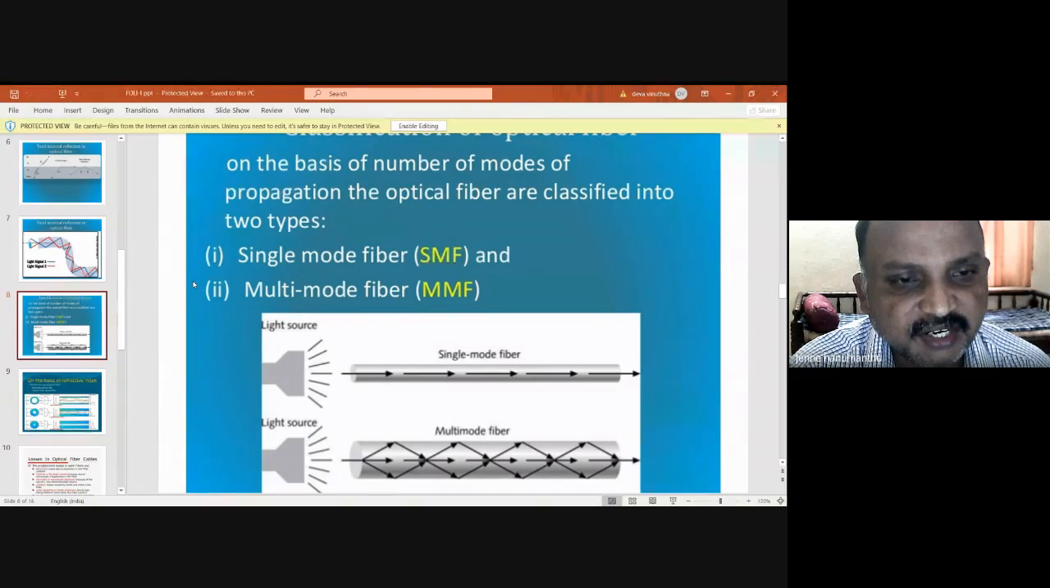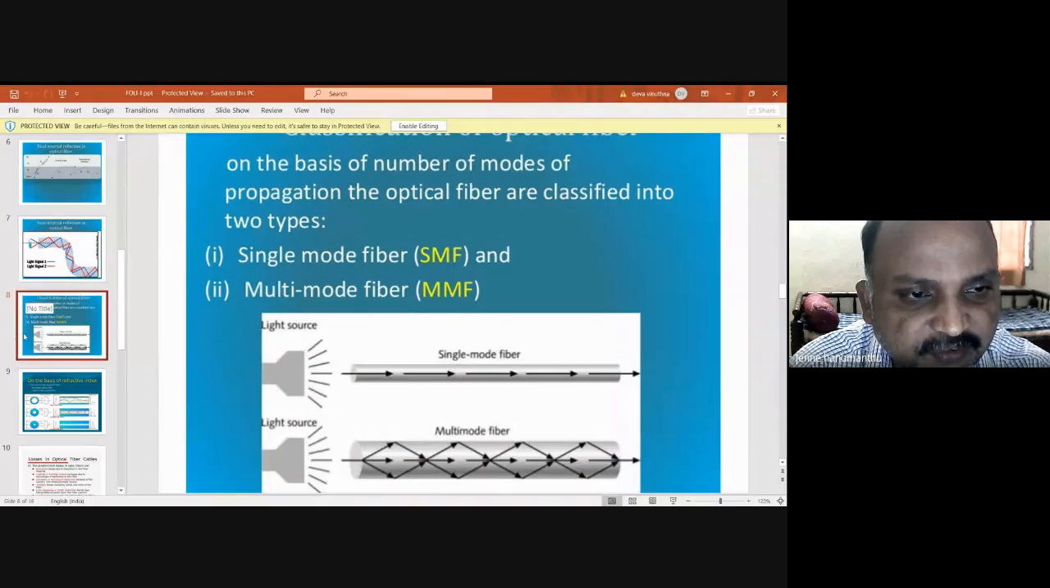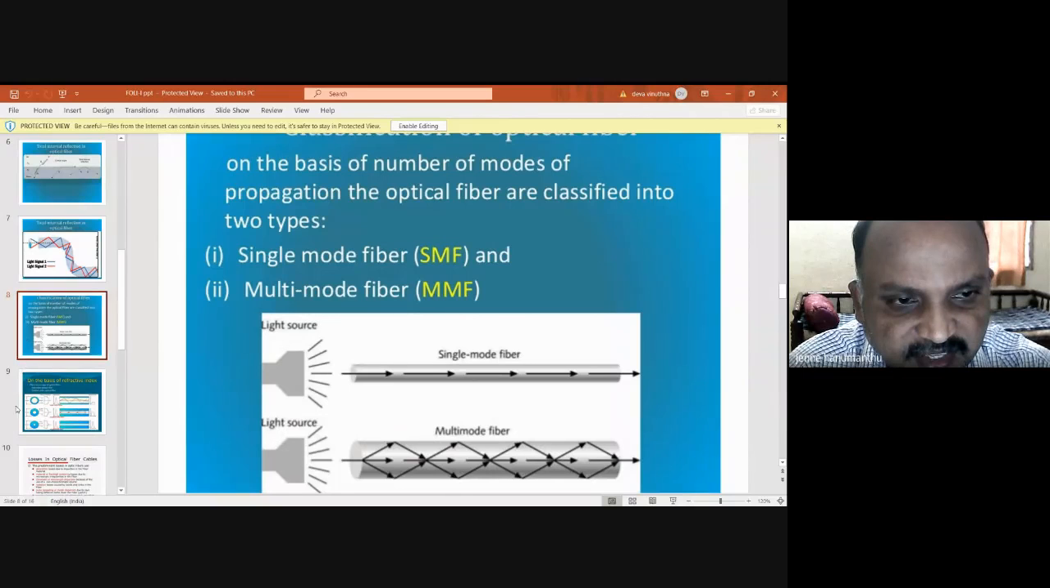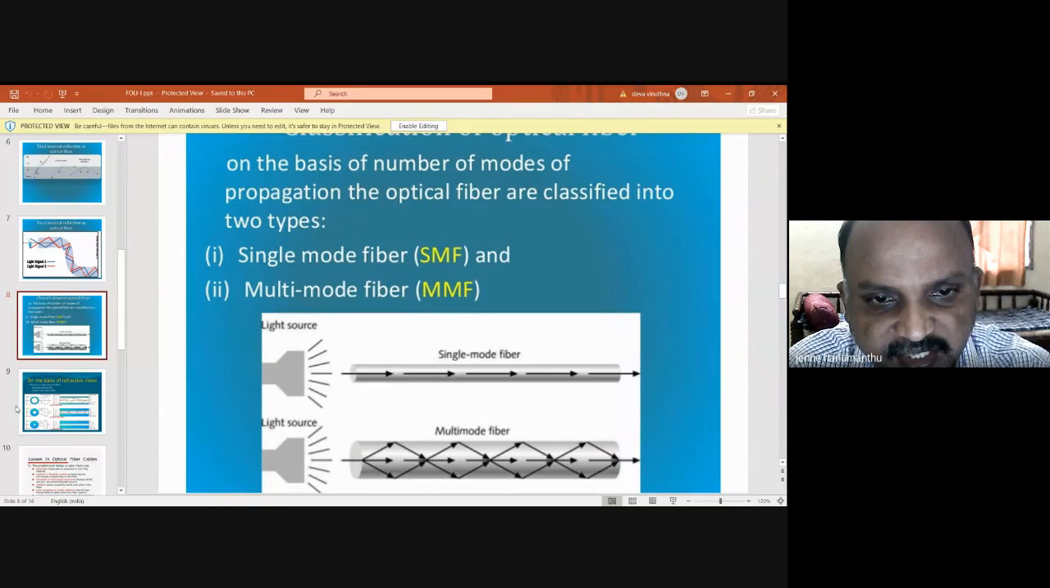This is called the light source. The light source is available on the transmitter side, and this is the medium. On the right side, you can see the receiver. I am not showing any receiver here. So this is the transmitter side, this is the receiver side, and in between is the medium.